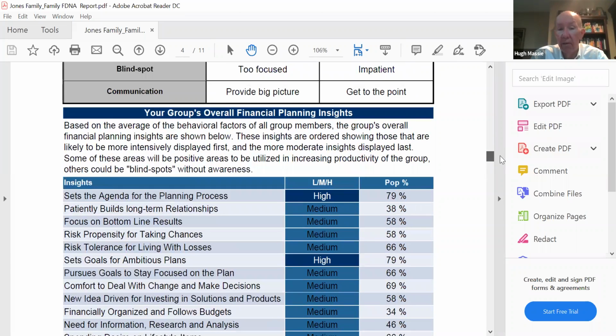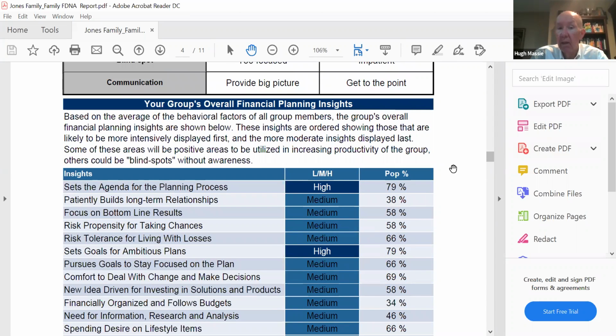Then we've got the financial planning insights for the family. The high scores are those at 70 or more, and the low scores are those under 30. There are no low scores in here, but we can see they do want to set a course of action for themselves. So there's a drive to do that. So that's good that they want to get together and address the family wealth for the future, the estate planning, the succession planning for the business, and they're reasonably overall ambitious with their plans.